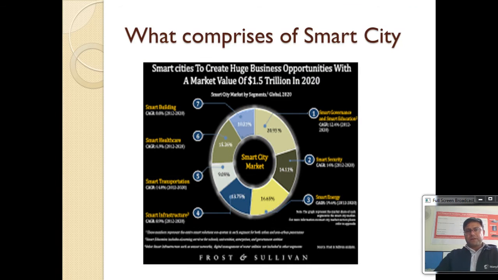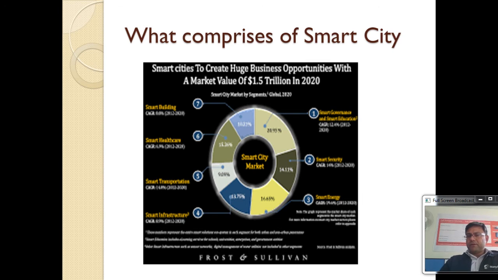Now, what comprises a smart city, and the value of the smart cities would be this much, and you can see here the picture. I don't know whether you are able to see this picture, because this is what I could get. This is your smart energy, which is consisting of the 16.5% business opportunity in the overall business. Number two is your smart security. Smart security is another thing which is going to be very much increased.